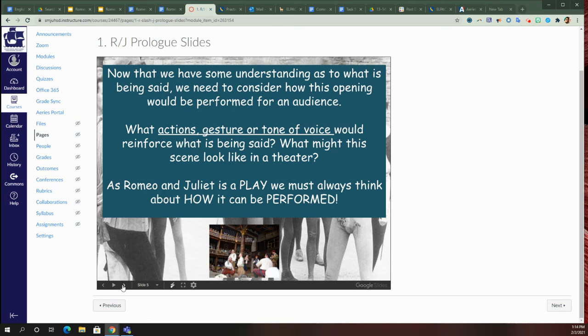So now that we have a basic understanding of what the prologue is saying and how it's saying it, we also need to consider how this would be performed for an audience. So what kind of gestures or actions or tone of voice would reinforce what is being said? How could someone make this foreshadowing more poignant or piercing or relevant to those people who would be watching this in the theater?